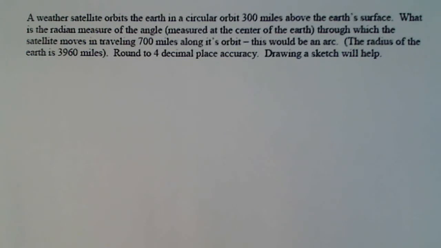So we have a weather satellite that orbits the Earth in a circular orbit about 300 miles above the Earth's surface. We want to know what is the radian measure of the angle through which a satellite moves in traveling 700 miles along its orbit, along an arc. The radius of the Earth is 3,960 miles. We're going to round to 4 decimals, and we're going to draw a sketch.